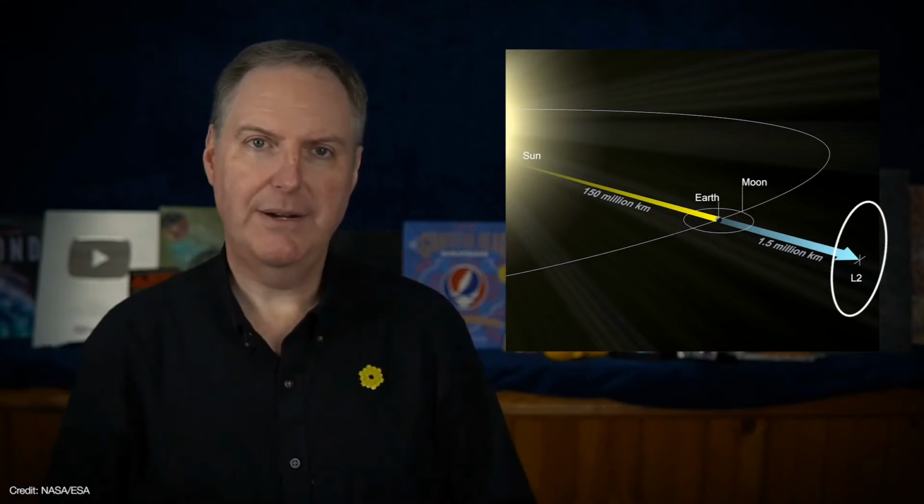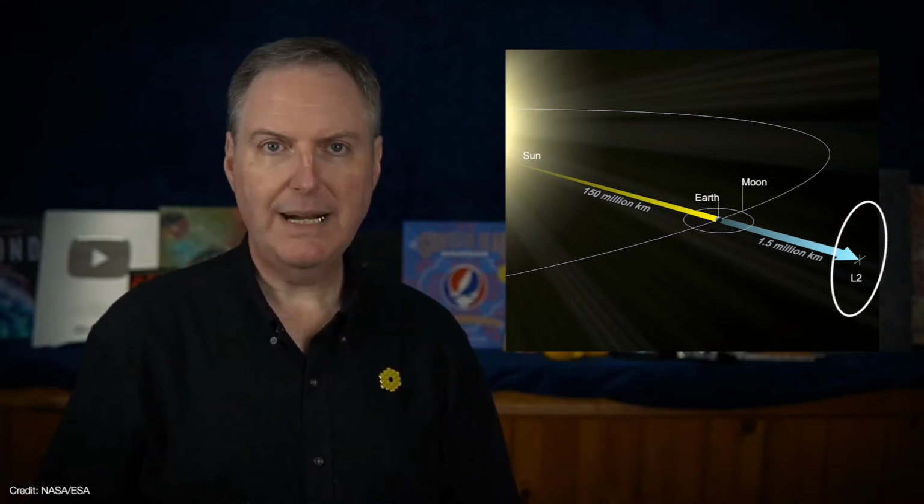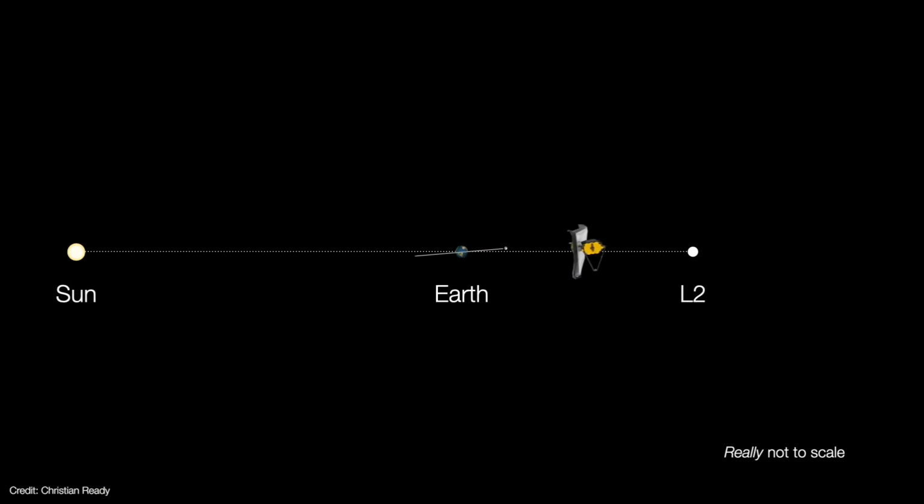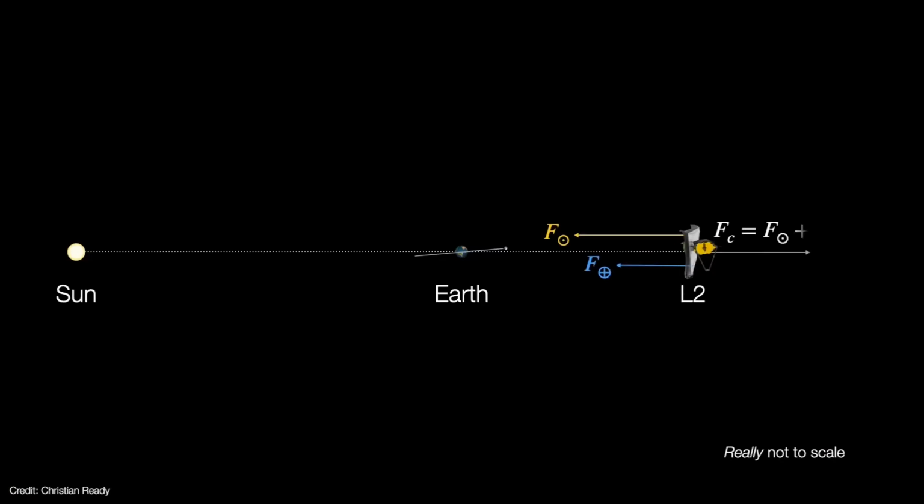Well, to help us understand better, let's look at the problem by considering some of the forces acting on Webb. If Webb were actually at L2, it would be feeling gravitational forces from the Sun and from Earth. So let's draw them separately so that we can keep track of them. Now, Webb is orbiting the Sun at the same time, so we can also imagine a centrifugal force pulling Webb in the opposite direction. Now, the great thing about L2 is that at this distance, the centrifugal force is exactly balanced by the gravity of the Earth and Sun.